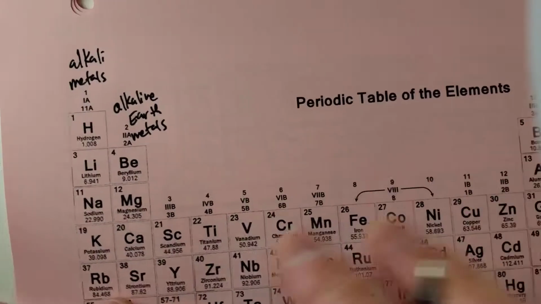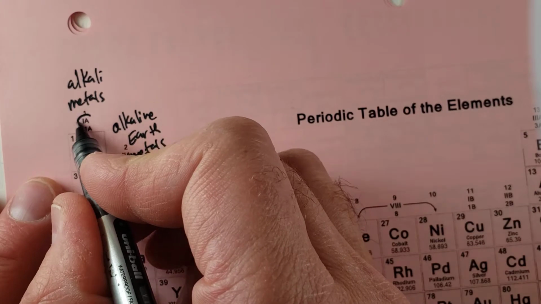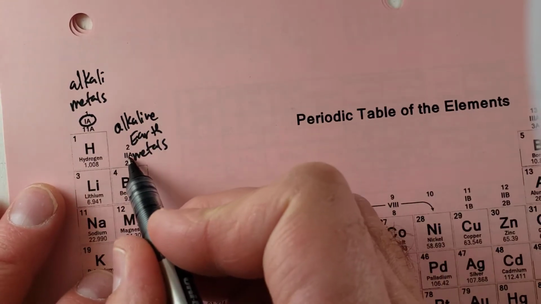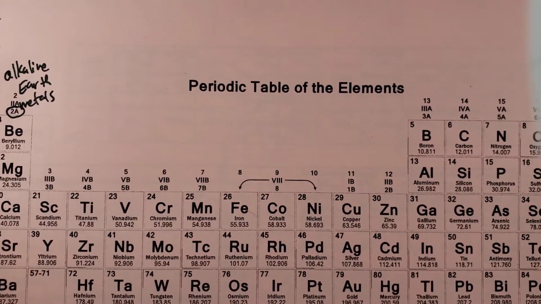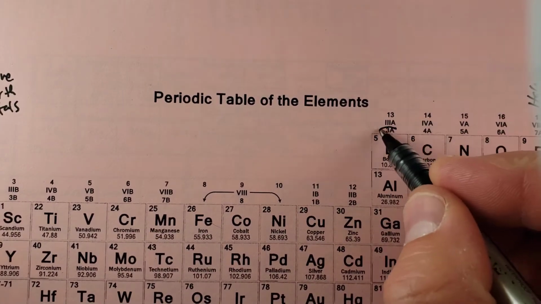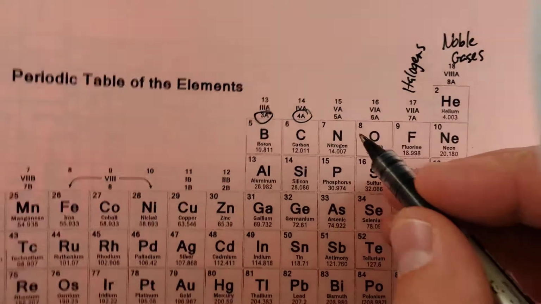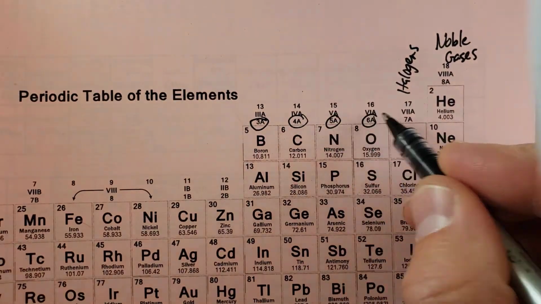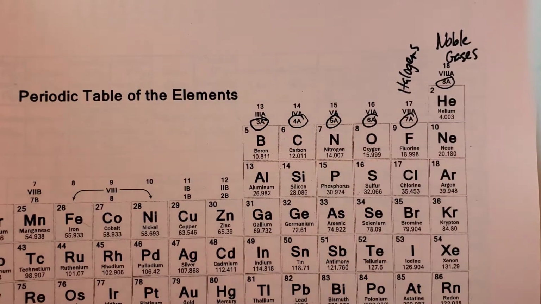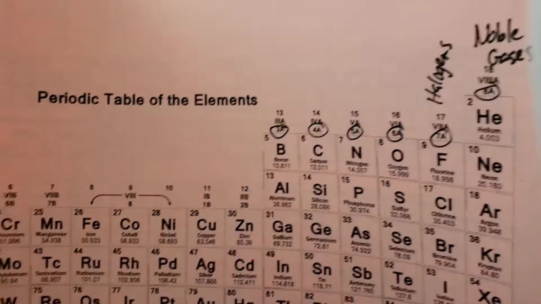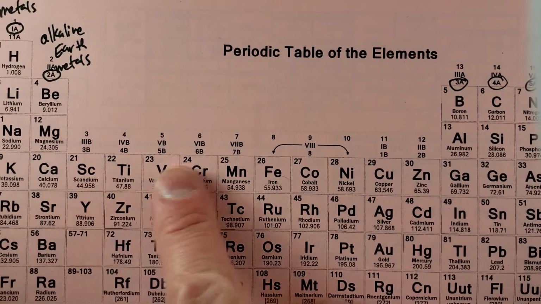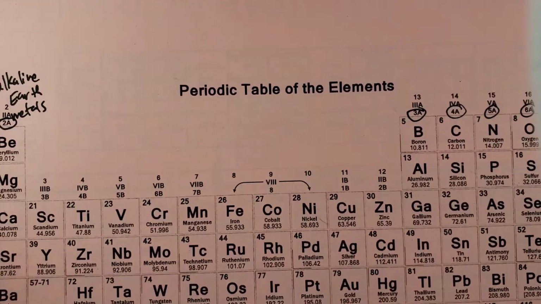And another thing to note here, so this is considered to be group 1A, group 2A. We have group 3A, 4A, 5A, 6A, 7A, 8A. So that's how we refer to those groups. Those are the A groups. These here are considered to be the B groups.